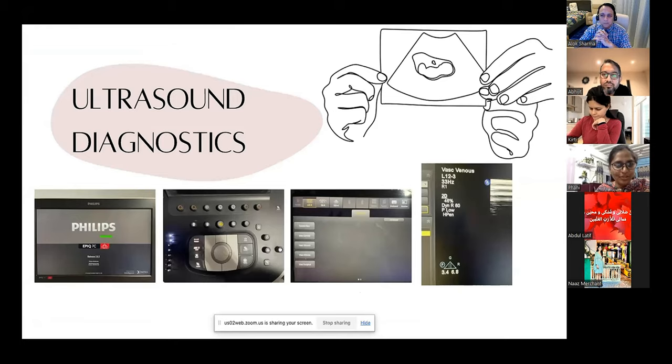So the machine used was Philips Epic 7C, and I have these knobs there where on the left side I could change the time gain compensation. And on the right side, I have only three knobs to adjust. One is for zoom, other is for depth, and third one is for focus. These are only the things which I could adjust.